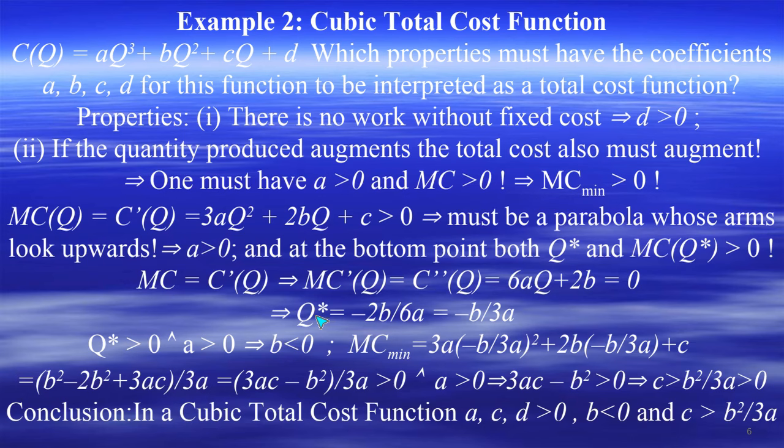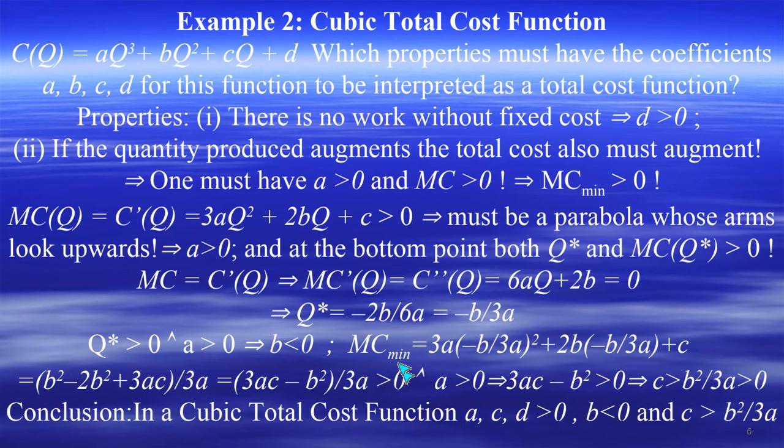If the denominator is positive, the numerator as well should be positive to obtain positive over positive, a positive Q star. But then B must be negative. Why? There is a negative sign here in front. So minus B should be positive, then B must be negative. We found another property. B, this coefficient, must be negative in a cubic total cost function. A should be positive, B should be negative, D should be positive. What about C?